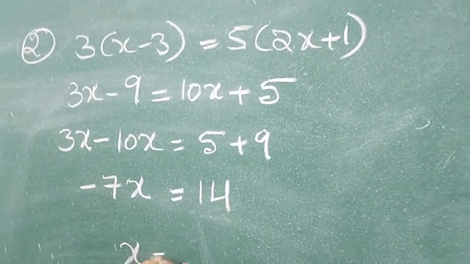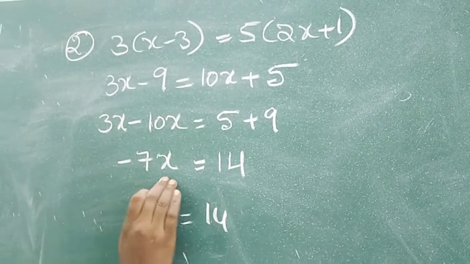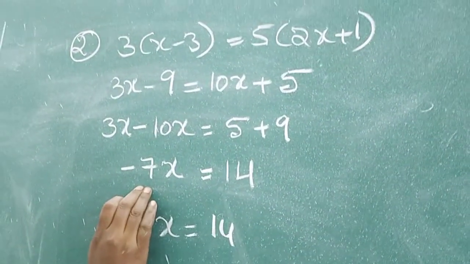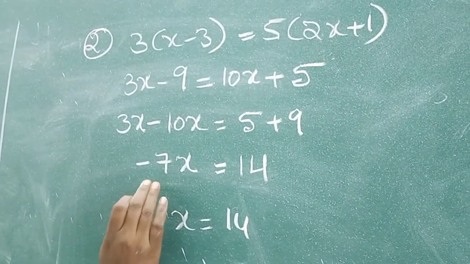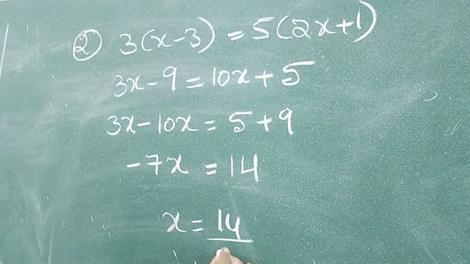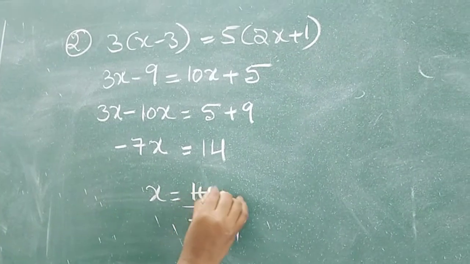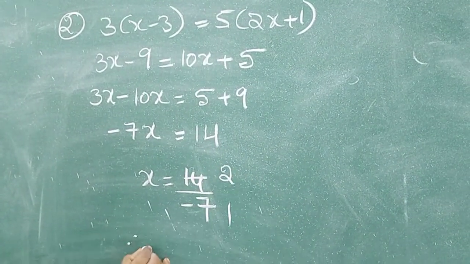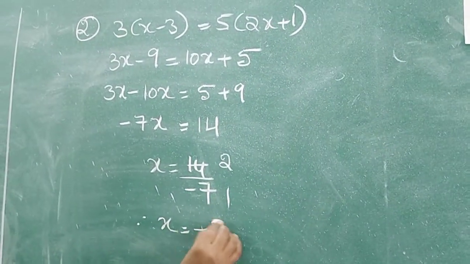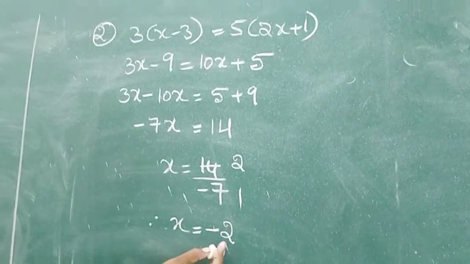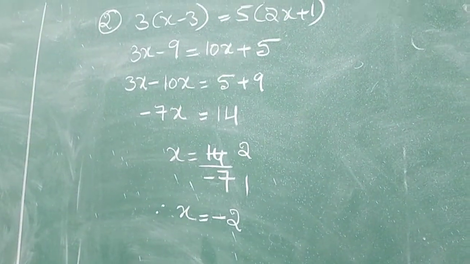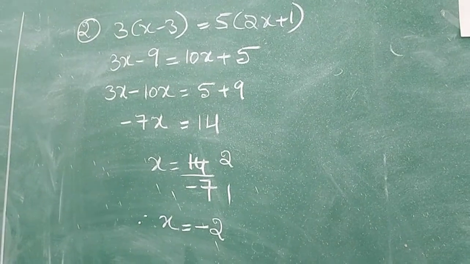Minus 7x equal 14. It is the into form. It can be changed into the divided by form. Minus 7x divided by minus 7. 7 ones, 7 twos. Therefore, x equal minus 2. Check the LHS and RHS.